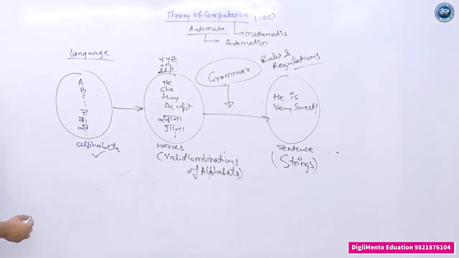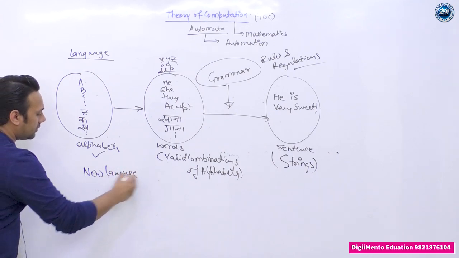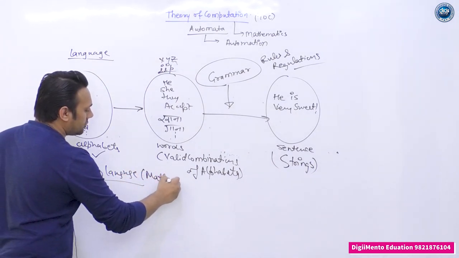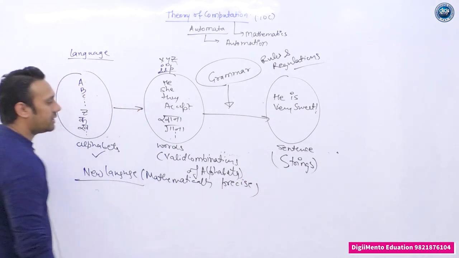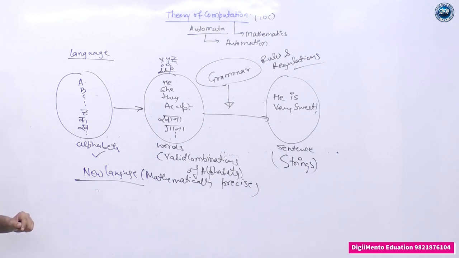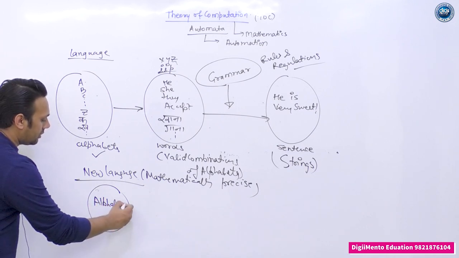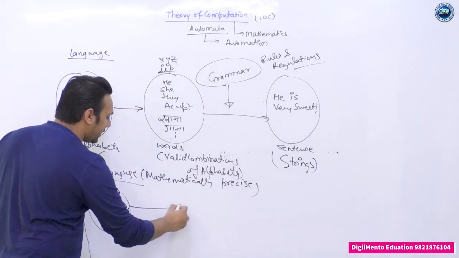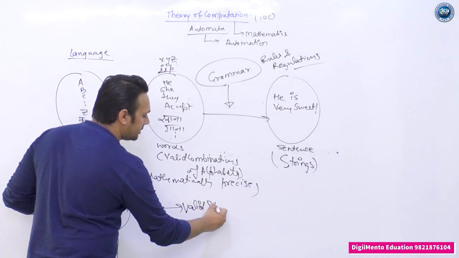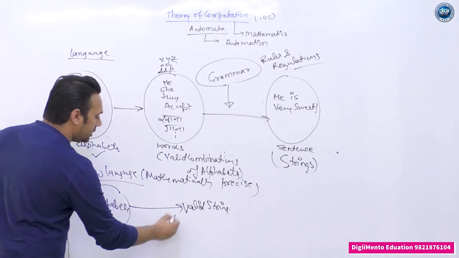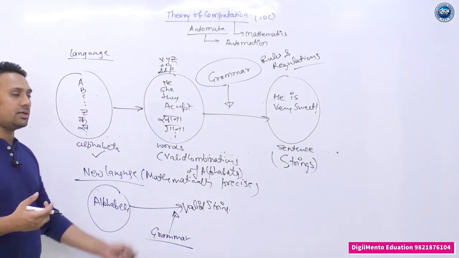Clear? Now, when I say I need a programming language, or a new language, which should be mathematically precise, हमें एक ऐसी लैंग्वेज चाहिए जो मैथमेटिकली प्रिसाइज हो. So if you need a language which is mathematically precise, for that again we have to understand what are the alphabets in the language, and then we have to understand a way to create valid strings. And we have to understand a way to define a grammar for it. तो इसके लिए हमें कुछ बताना पड़ेगा जो कि बताएगा कि इसके लिए ग्रामर वैलिड क्या है.